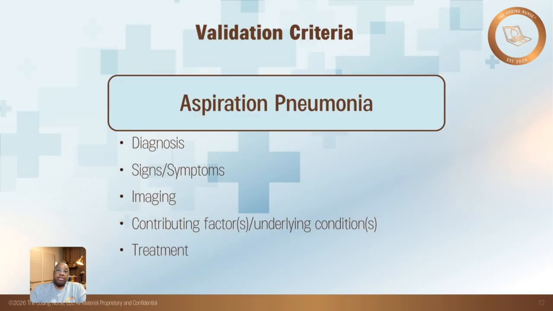So now we're going to look at the validation criteria for aspiration pneumonia. For aspiration pneumonia, we have all of the criteria that is for pneumonia, but we have one extra one, which is contributing factor or factors and/or underlying condition or conditions. So this patient did have an underlying condition because they had dysphagia secondary to a stroke several years ago. That could be a contributing factor, and that would be a clinical indicator for potential aspiration pneumonia. Plus, they also had nausea and vomiting for 2 days prior to admission.